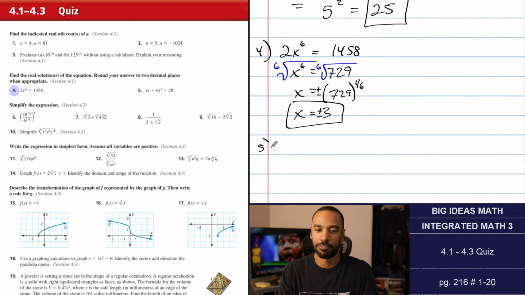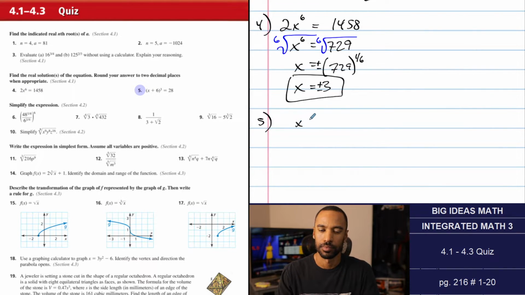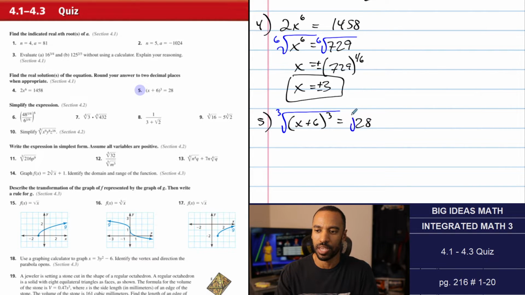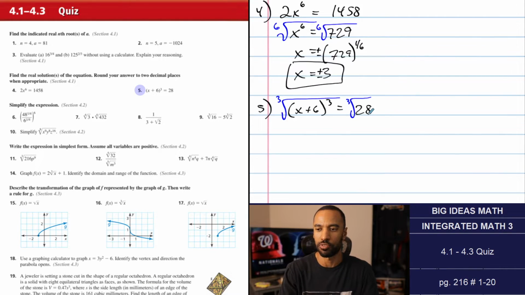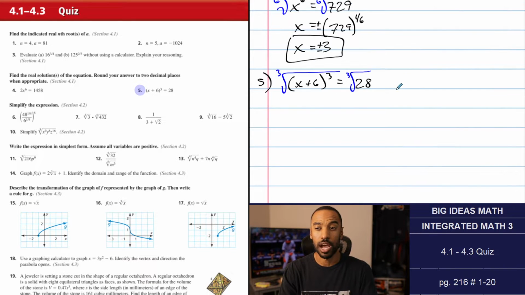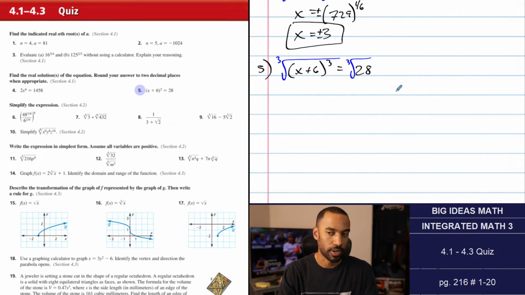All right, number 5. X plus 6 to the 3rd power equals 28. This one is, well, take the cube root of both sides to begin with. There's no plus or minus for odd roots. 28 is not a perfect cube. 27 is, but 28 isn't.